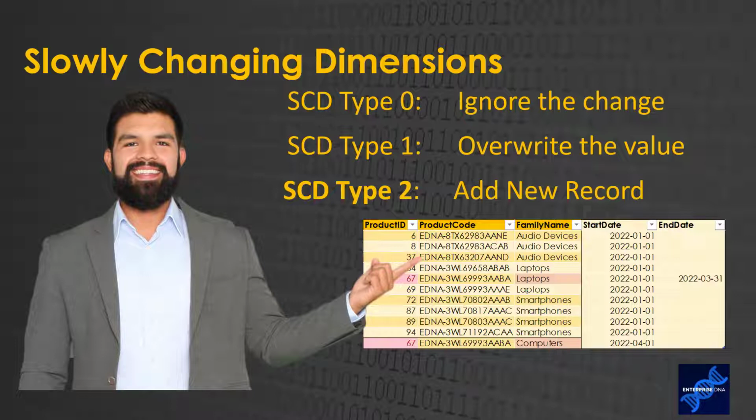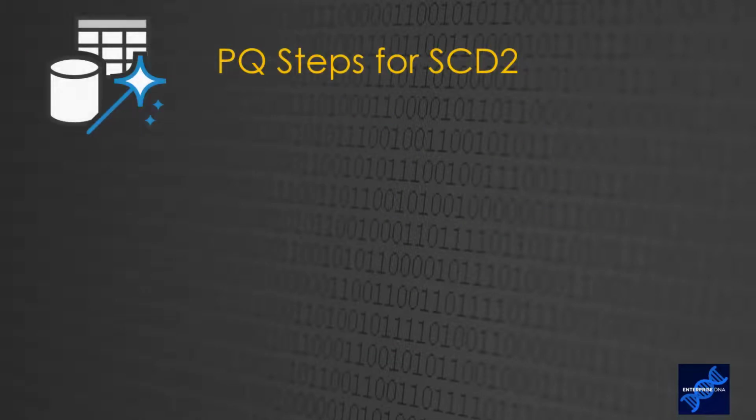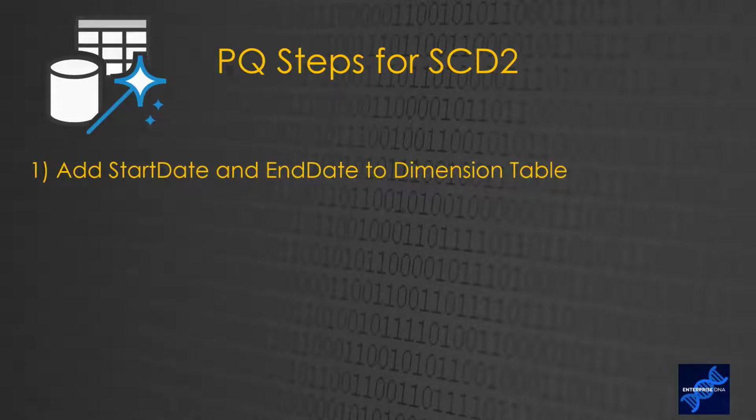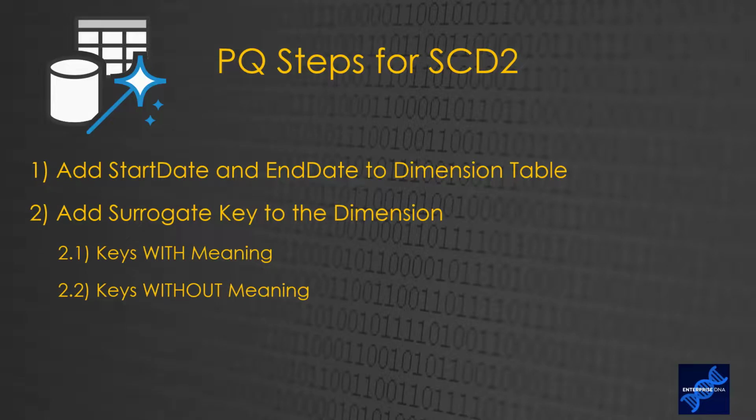There are some steps. I'll show you in general how this is implemented in Power Query, and then we'll move to Power Query and show how to do it exactly. First step in implementing a slowly changing dimension is to add a start date and an end date to the dimension table. Then, depending on how much you want to work on it, you have to add a surrogate key to the dimension.